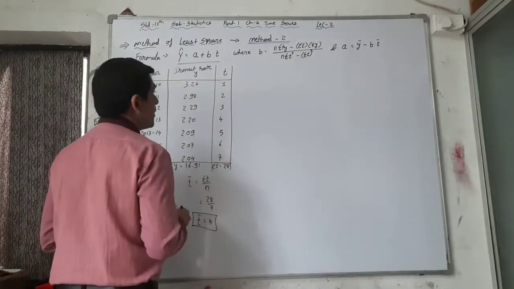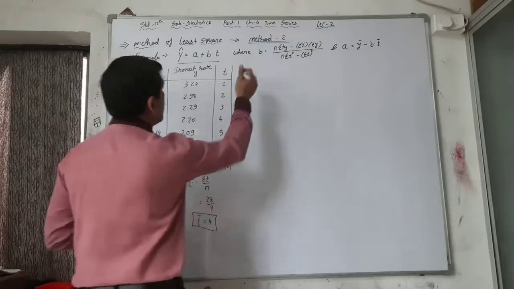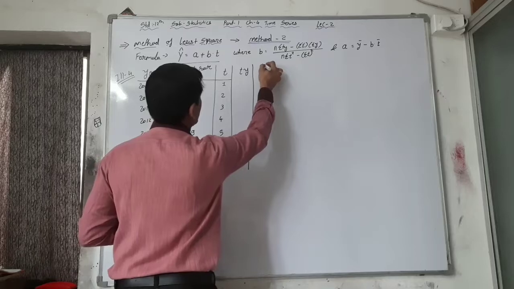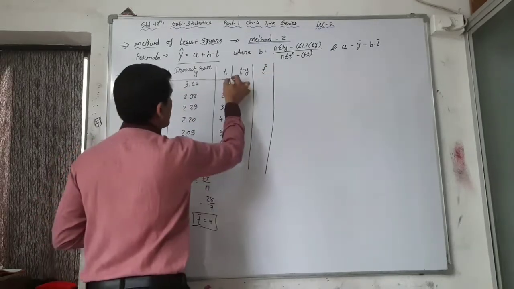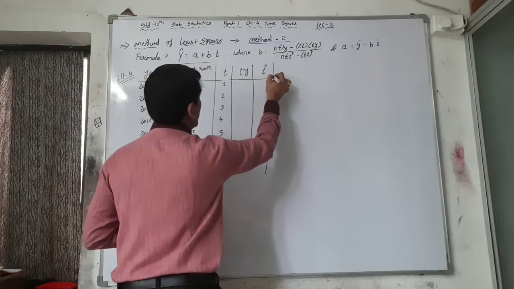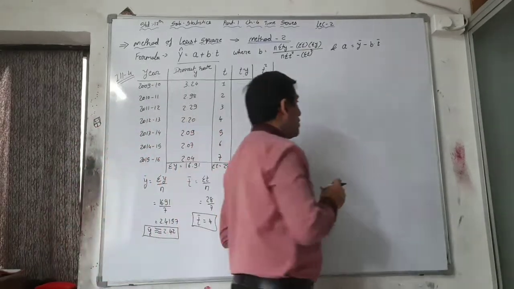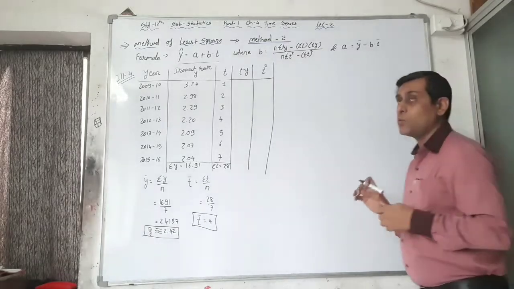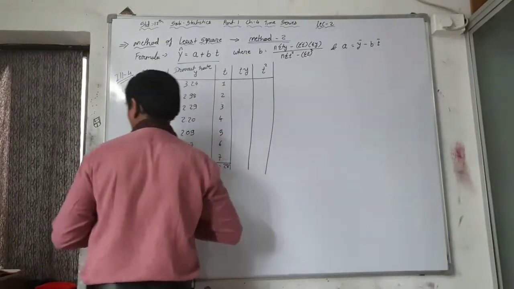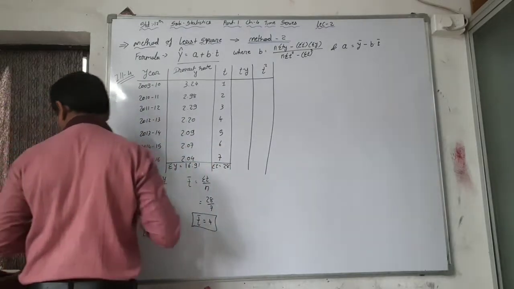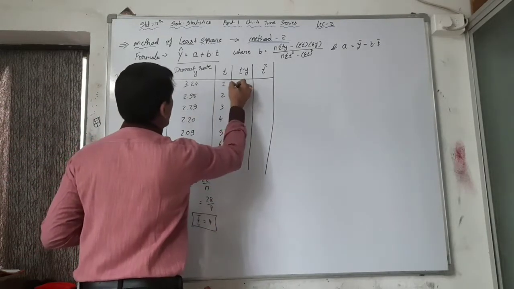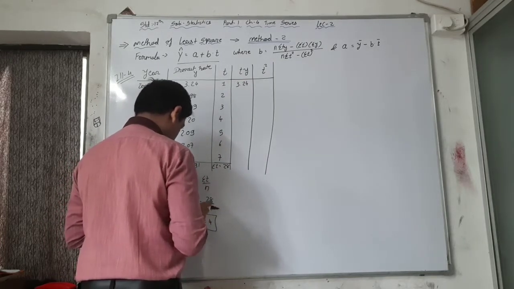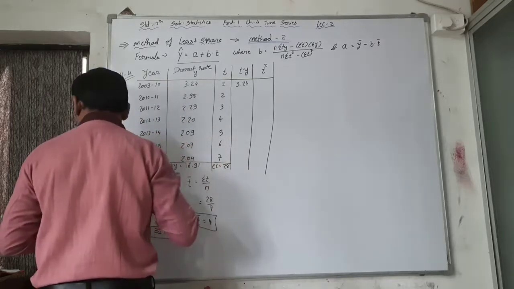Now only one method. That's why we just have two common columns, that is ty and t square. So this chapter is very easy because there is only one method for all the sums. That's why it is very easy to calculate. Now multiplication, 3.24 into 1, that is 3.24. Now 2.98 into 2, 5.96.